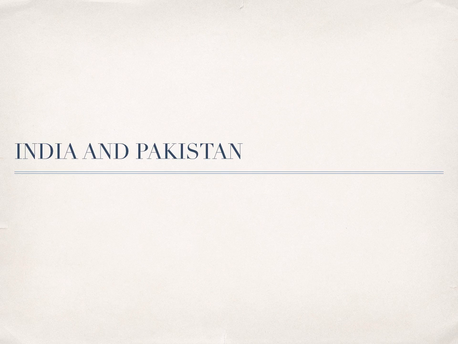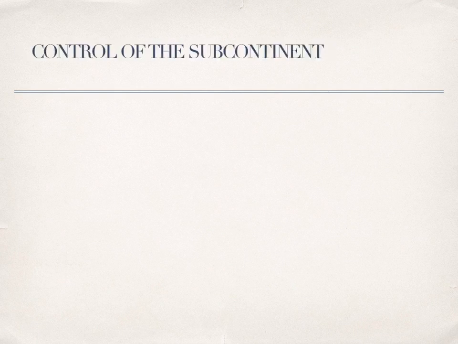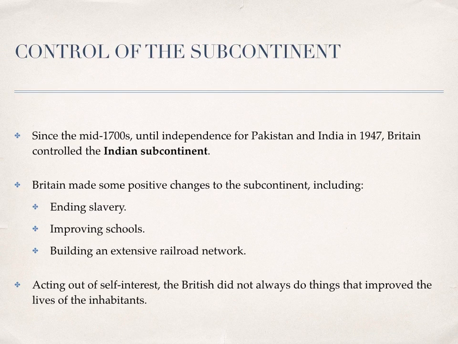India and Pakistan. Control of the subcontinent. Since the mid-1700s, until independence for Pakistan and India in 1947, it was Britain that controlled the Indian subcontinent. They were the colonial power. You'll notice that during this time also, Britain controlled many other areas of the world. Even here in the United States, they had the 13 colonies. So Britain was a worldwide imperial power.